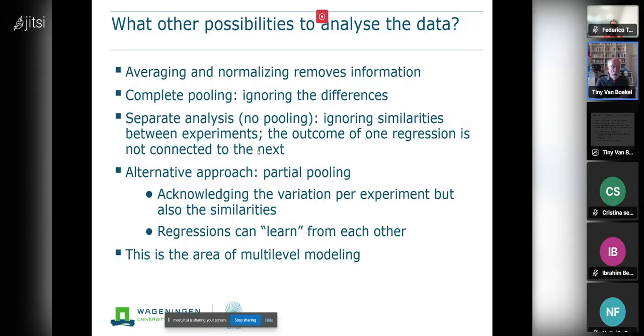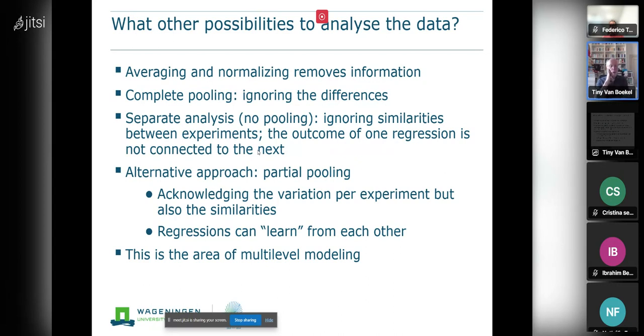And so therefore my message is, if you do this, if you average and if you normalize, you actually are throwing away information. The opposite thing of trying to pool everything together is also not a good idea, because then you ignore possible differences between the samples, between the groups. Also, doing each experiment separately is ignoring the fact that they may have something in common. If you do it separately, you ignore information from one regression to another.